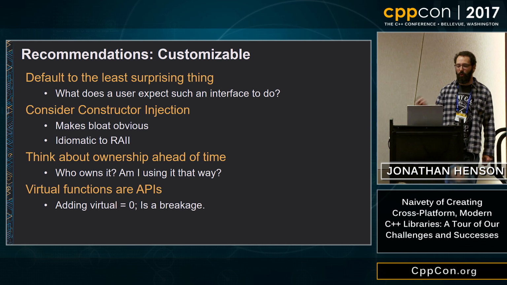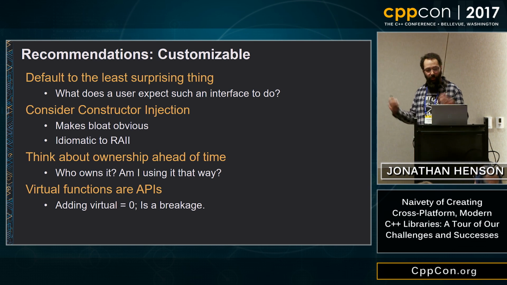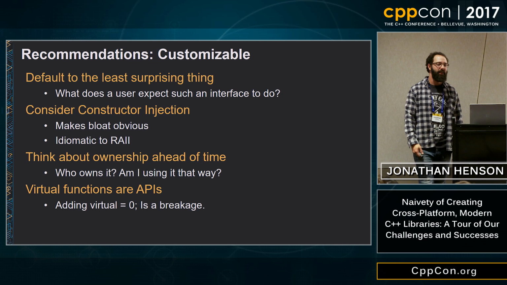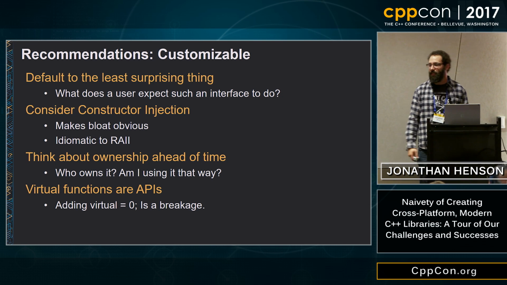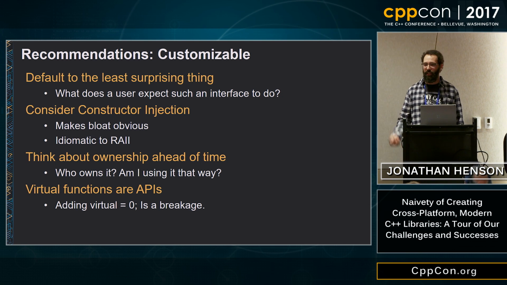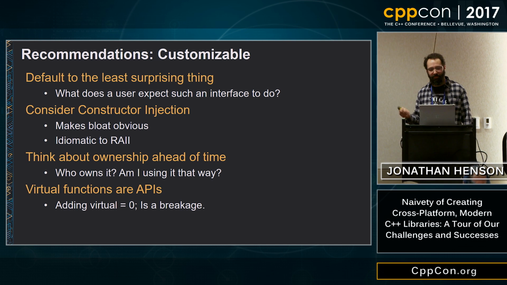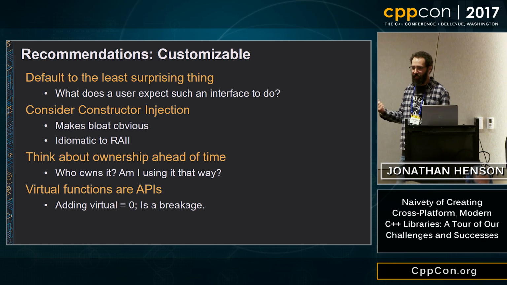Okay. Virtual functions are APIs. Anywhere you put virtual, a user is going to override it and implement that. If you ever add virtual equals 0 and then push up to GitHub, then you will have those customers breaking immediately. So remember, you're increasing the blast radius every time you do this.